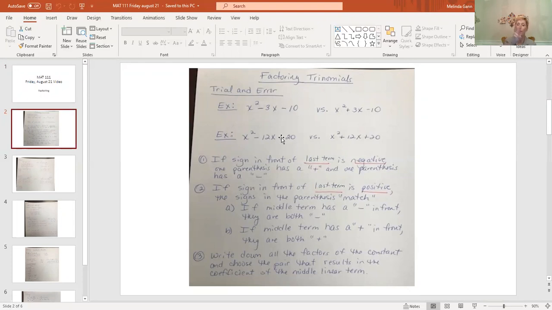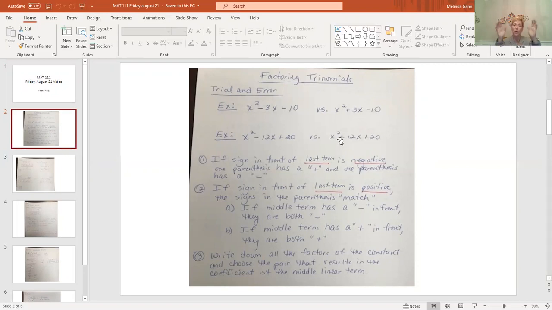Now, how do you know whether they're both plus or whether they're both minus? Well, this clarifies it, all right? If the last term has got a plus, like this one and this one, look what's in front of your middle, your linear term, okay? If the middle term has a minus in front of it, like here, they'd both be minuses. If the middle term has a plus in front of it, they'd both be pluses. So if you've got a minus in front of your last term, you got one of each. If you've got a plus in front of your last term, they match. They're either both plus or both minus, and they match whatever that middle term is.